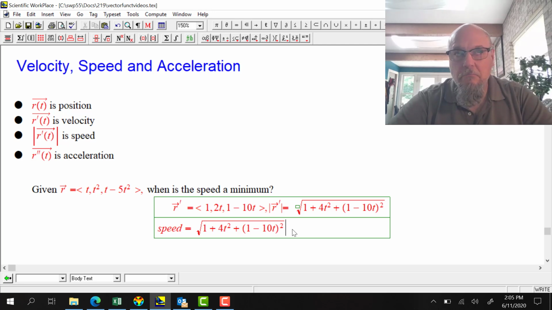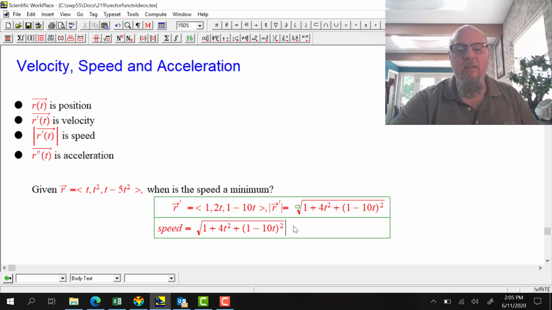Now, if they asked what was the minimum speed, then I would do the same thing, but I would find that time and then plug it in and find what the speed was. Or if the question was, where is the speed a minimum? Then once I find out when the speed is a minimum, I'll know the t. I can plug it into the position to find out where the speed is a minimum. I can plug it into the speed function to find what the smallest value is.